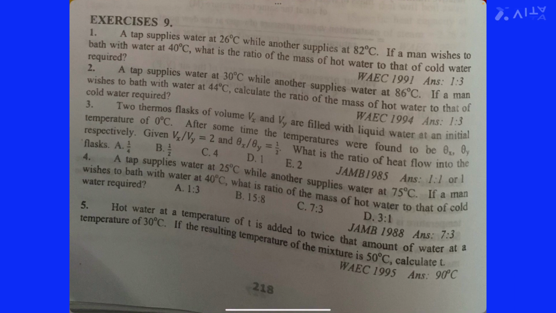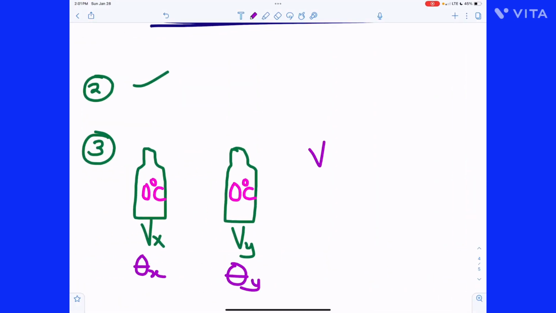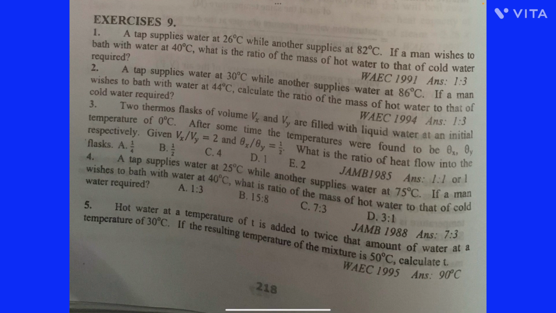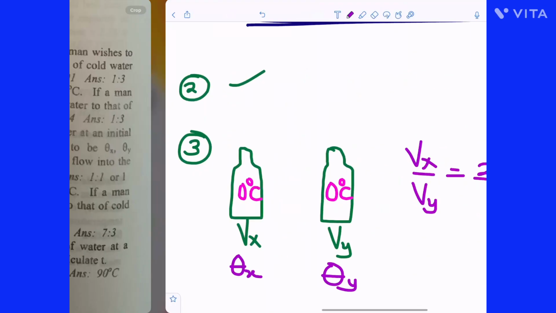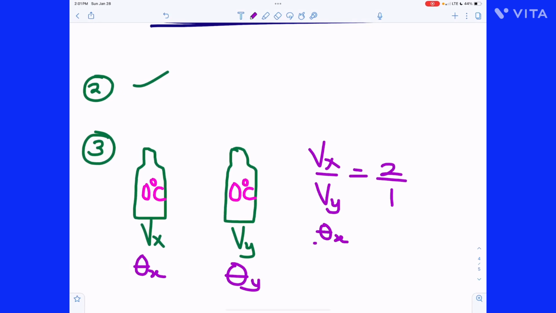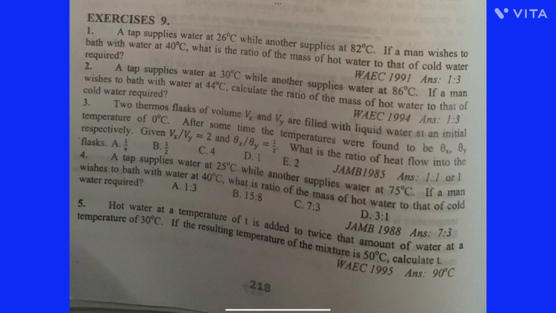Okay, the question says, given that Vx over Vy is 2, which is the same thing as 2 over 1, and theta x over theta y is 1 over 2. The question says, what is the ratio of the heat flow into the flasks?